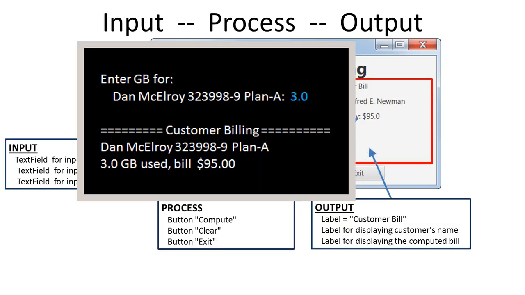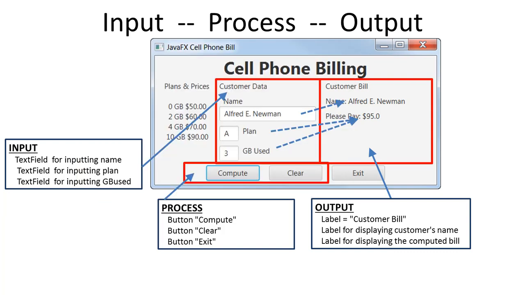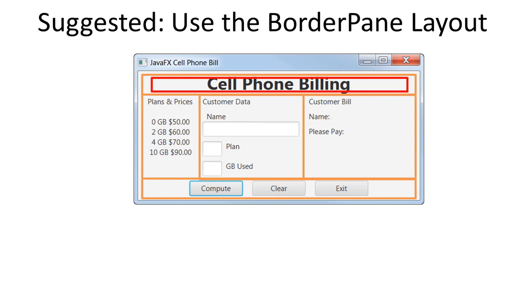It may be easier to recognize and organize a console program, command line interface, or CLI, into input, process, output than when looking at a graphical user interface, a GUI. For a GUI, the inputs typically are provided by the user in text fields, checkboxes, or radio buttons. The processing occurs when the user clicks a button and the output is placed in labels. Labels are preferred over text fields for program output unless you want the user to modify the data after it has been displayed. How would you like to lay out the form for the cell phone billing program?